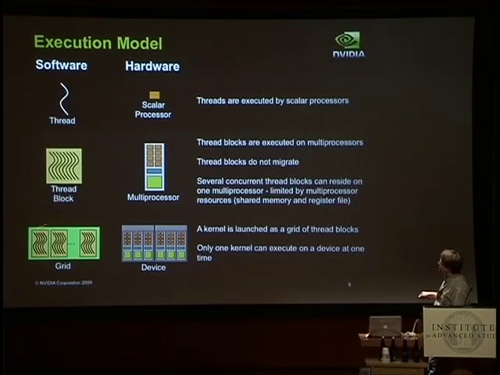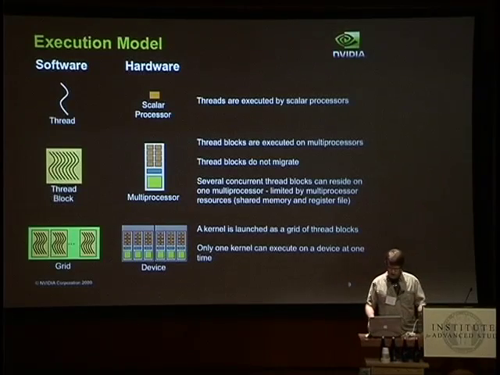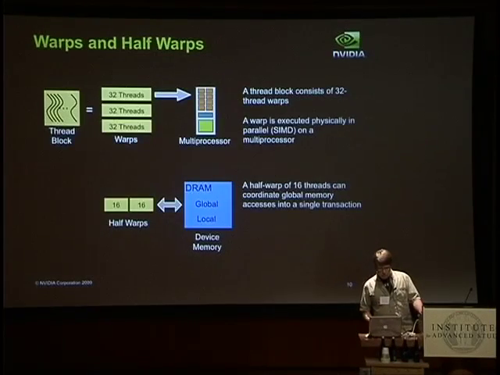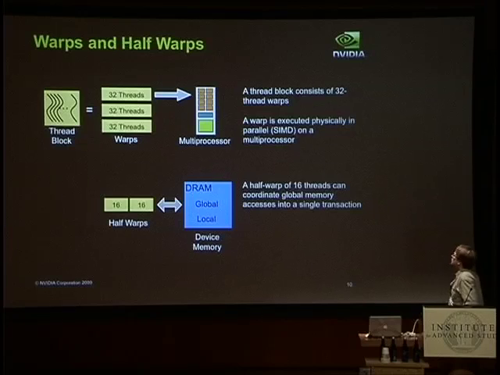So the grids then are many blocks. Many grids comprise a kernel. So you launch your kernel as a grid of thread blocks, and only one kernel executes on a GPU at a time. So that's the hierarchy of all this crazy language. And there's more. There's warps. So let's talk about that.